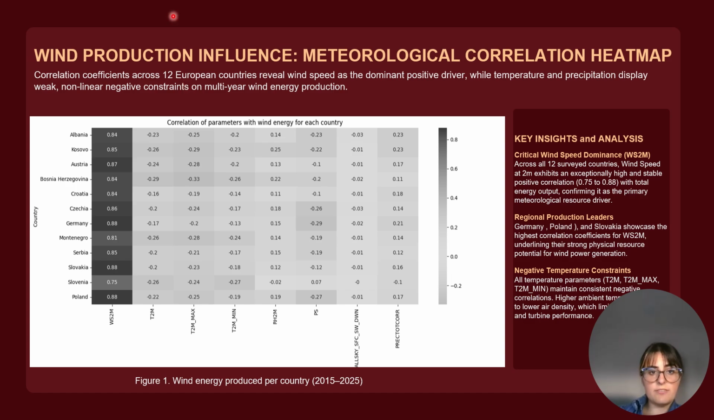The other values are the weak negative drivers, which are the temperature variables. These three have an inverse relationship, which means that the average temperature at 2 meters, the maximum temperature, and the minimum temperature all show a negative correlation across the board. The values vary between minus 0.10 and minus 0.33.